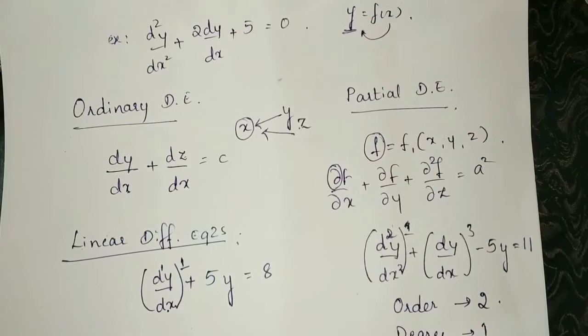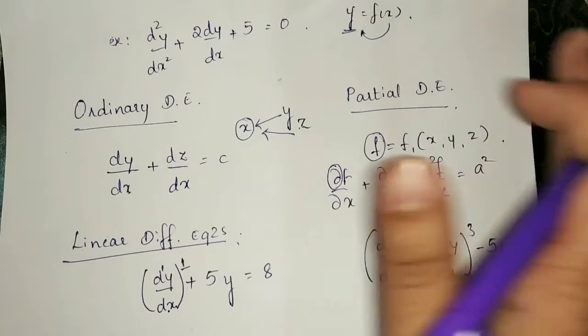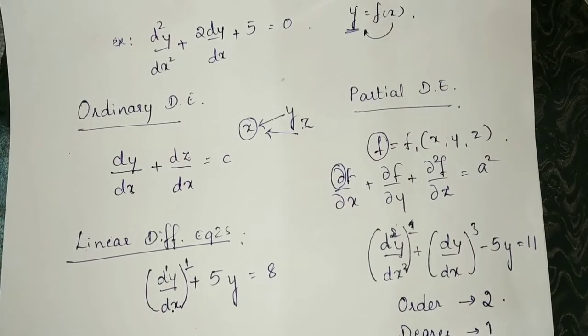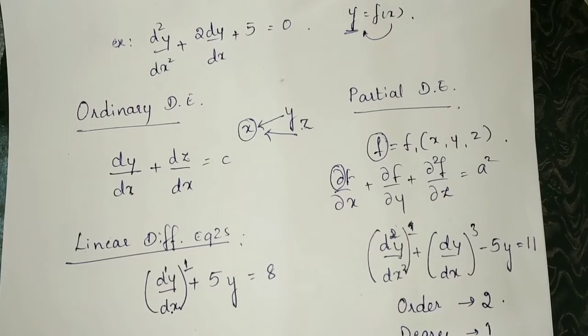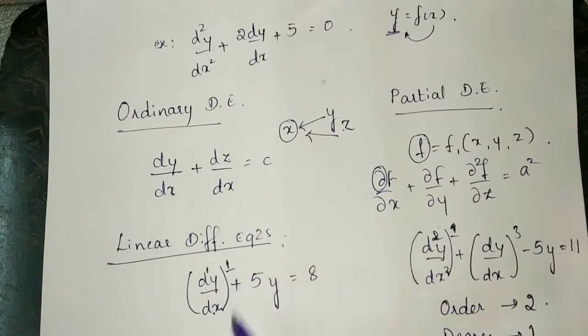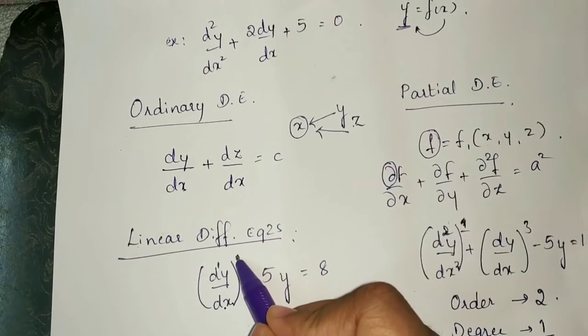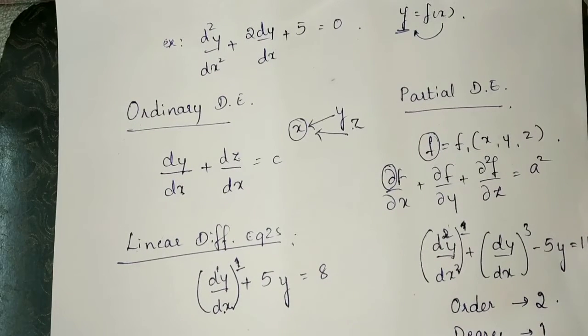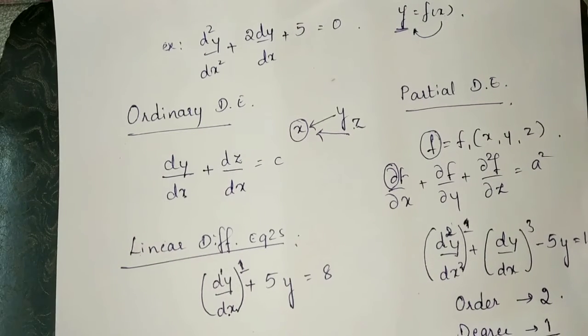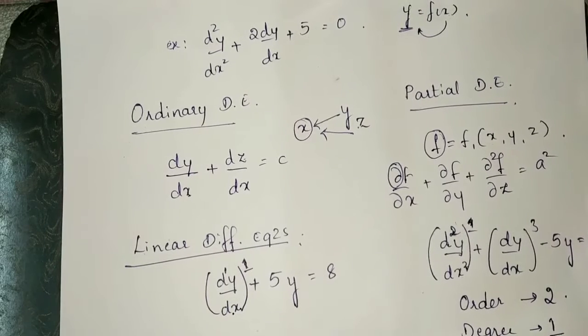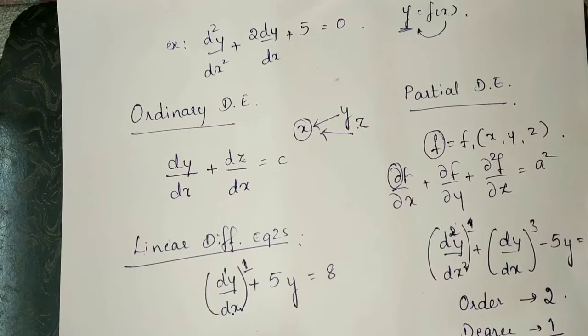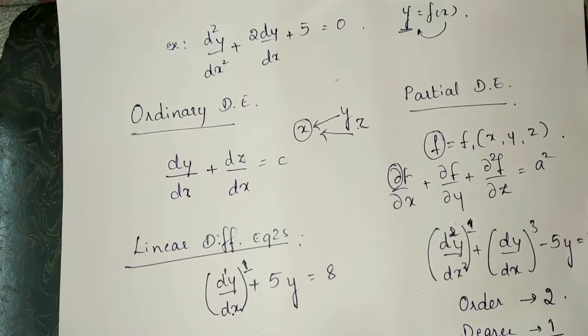So these are the basic things you need. Simply, I am recalling all the things. So, for a linear differential equation, the equation should have degree 1. Then it will be called a linear differential equation. Now, the next topic we need to study is ordinary differential equations with elementary properties.